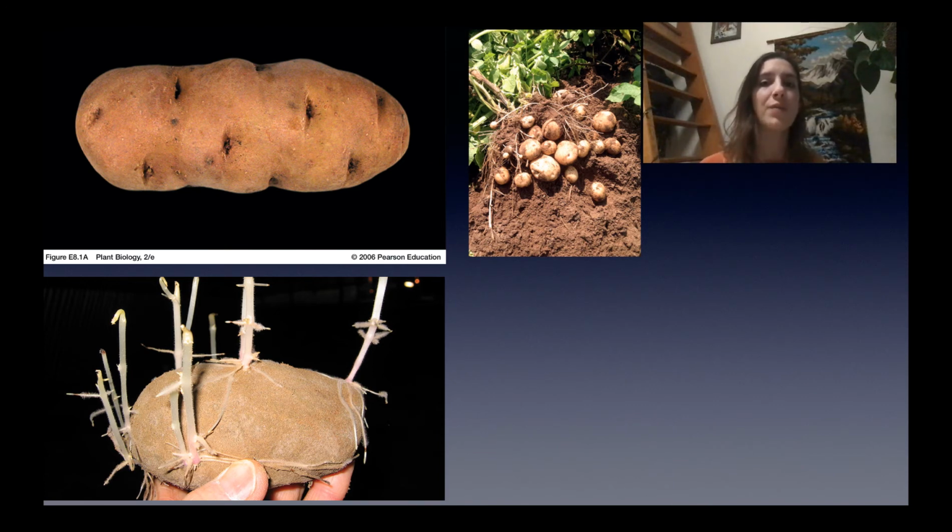The point of a potato, from the plant's perspective, is to store nutrients, specifically starch. So this type of modified stem is called a tuber. It's got those buds sort of all over it. And a single plant can have lots of these tubers underground.